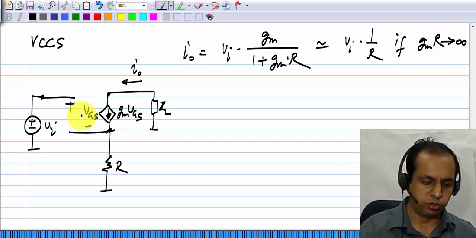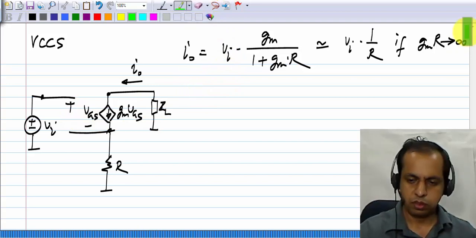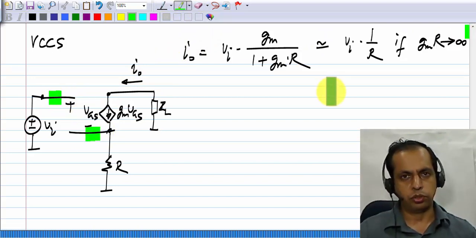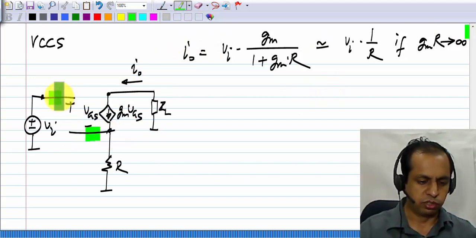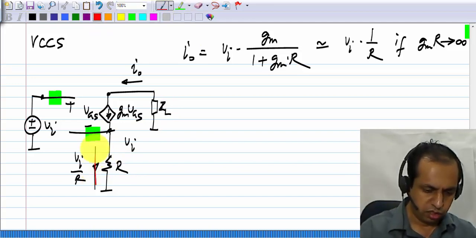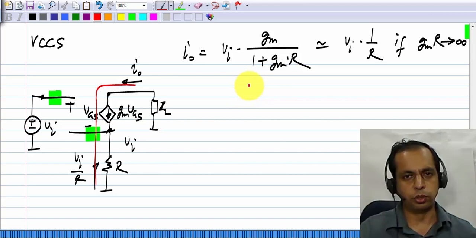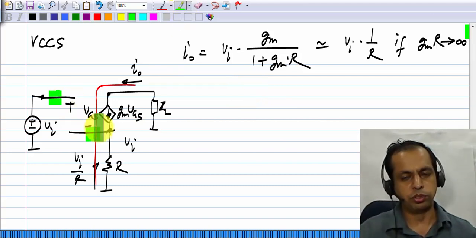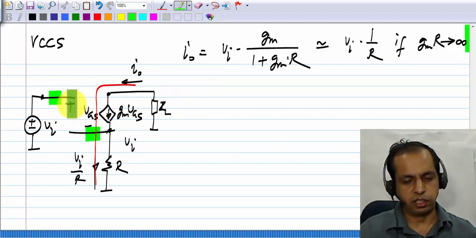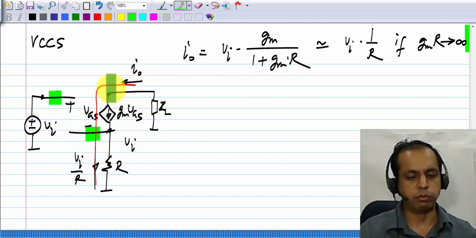You can also evaluate it in terms of the VGS. Now if you assume that there is a virtual short between gate and source, what happens? The source is virtually shorted to the gate, so the voltage at the source is Vi. The current through this resistor has to be Vi by R, and exactly the same current flows to the output. There is nowhere else for it to go. So if you assume a virtual short here, you will immediately see that the current here should be Vi by R. Of course, in a real transistor, there won't be a virtual short because gm is finite, so this current will be close to Vi by R. Exactly how close depends on the actual value of gm times R.